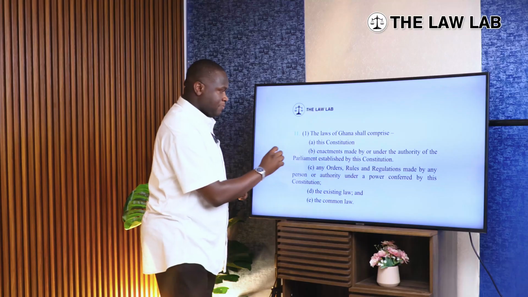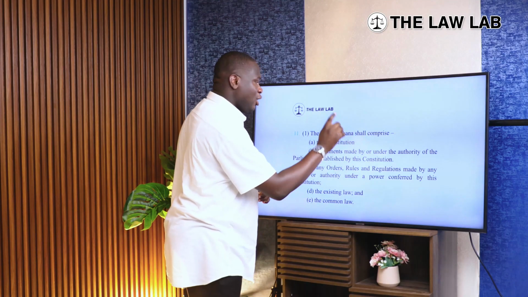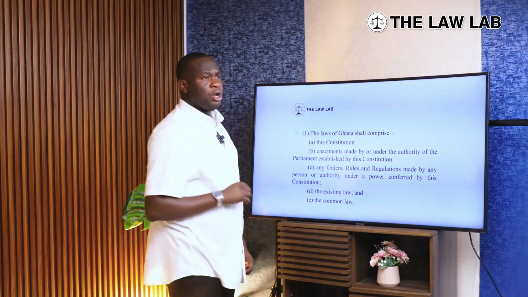It goes ahead to say that B, enactment made by or under the authority of the Parliament established by this Constitution. When you read Article 93 of our Constitution 1992, you get to know that the Parliament of Ghana is established by this Constitution and shouldn't have less than 140 members. Knowing that after 1993 there can be no addition to the Constitution, they created the Parliament of Ghana to be making laws. In fact, the Constitution goes ahead under Article 299 to leave residual powers in Parliament to be making laws in order to augment this Constitution.